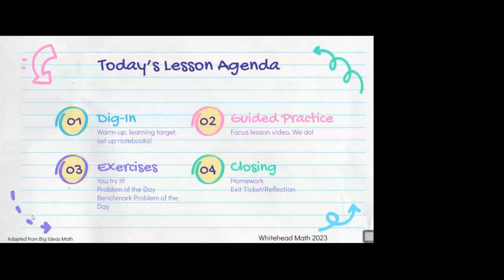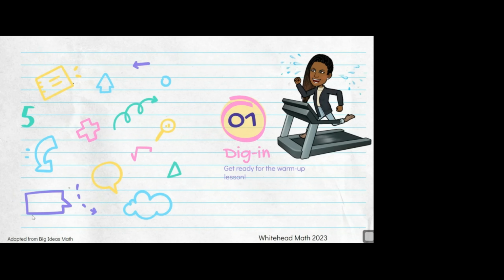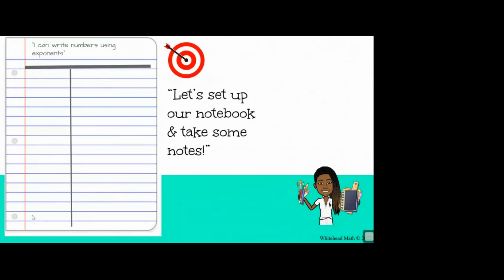Okay, in today's lesson, we will begin with some warm-up lessons, the learning target, and setting up our notebooks. I will then teach you a focus lesson, how to do it, and then you will try it on your own. There'll be a problem of the day or a benchmark problem, and then we'll have your homework, an exit ticket, or reflection. Let's get ready. Go ahead and set up your notebooks.